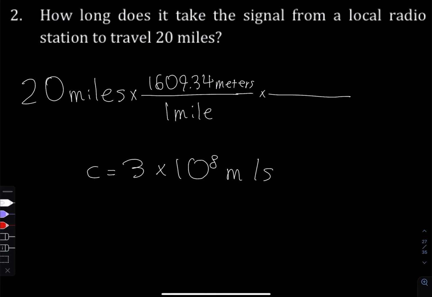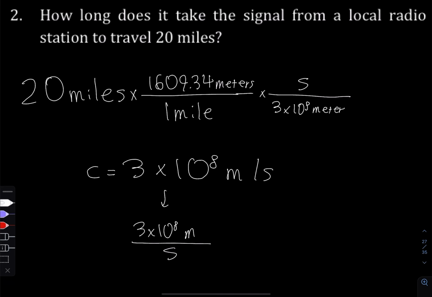So what we can do is rewrite this as 3 times 10 to the 8 meters per second. If we want time, we want to put the seconds on top. So we multiply with seconds on top and 3 times 10 to the 8th meters on bottom. The meters cancel out, and the miles cancel out. Then we will get a very low number, 1.073 times 10 to the negative 4 seconds. So that is very fast.